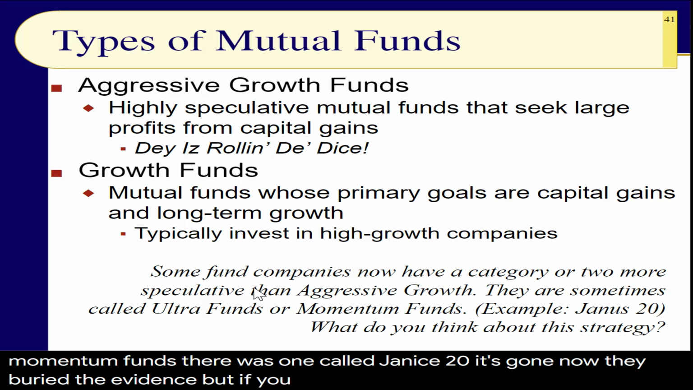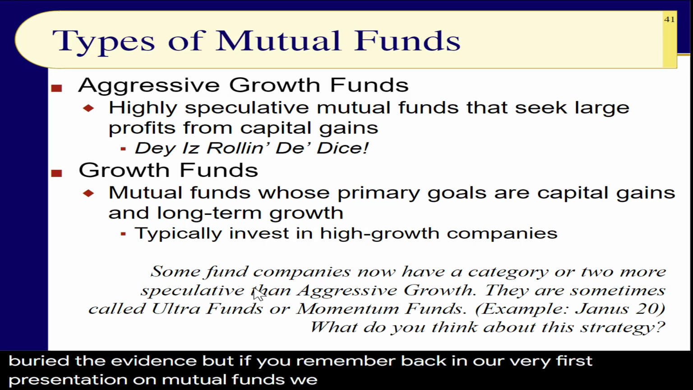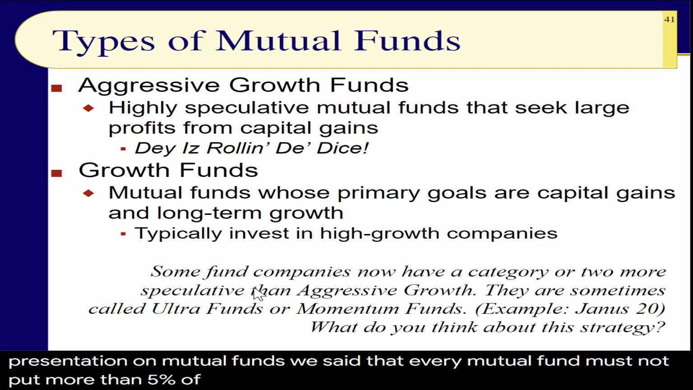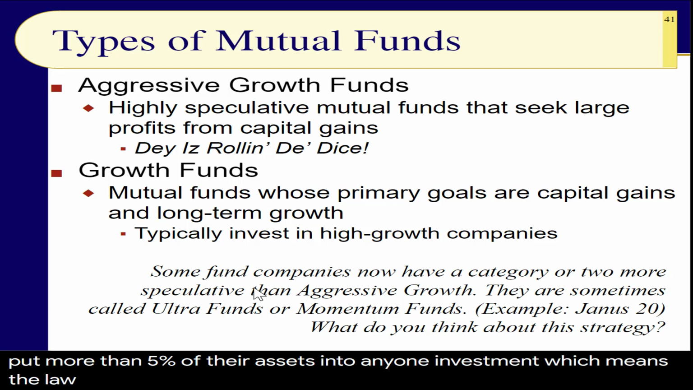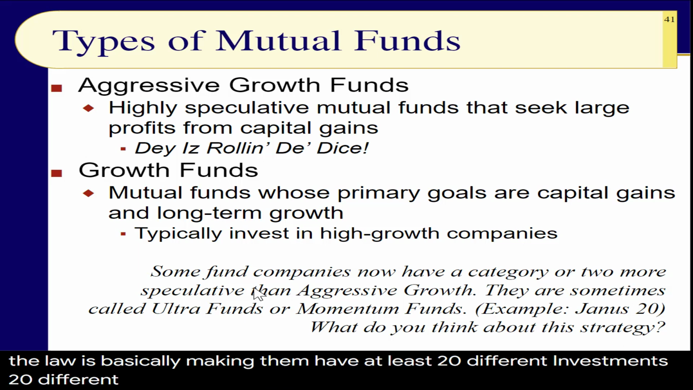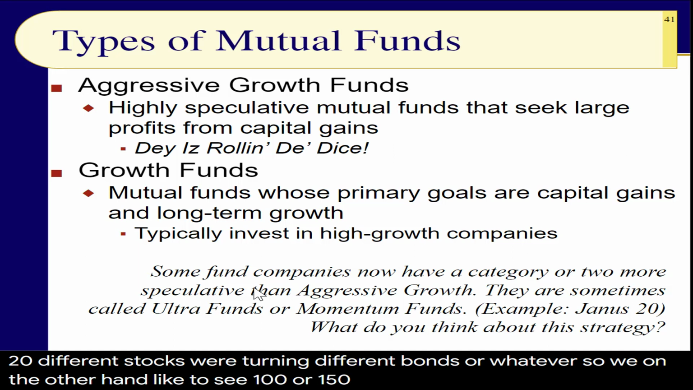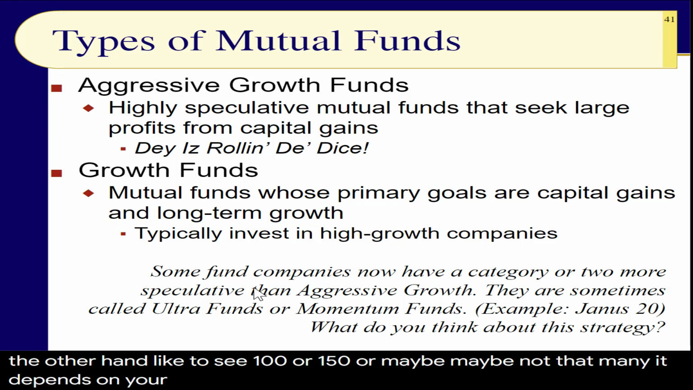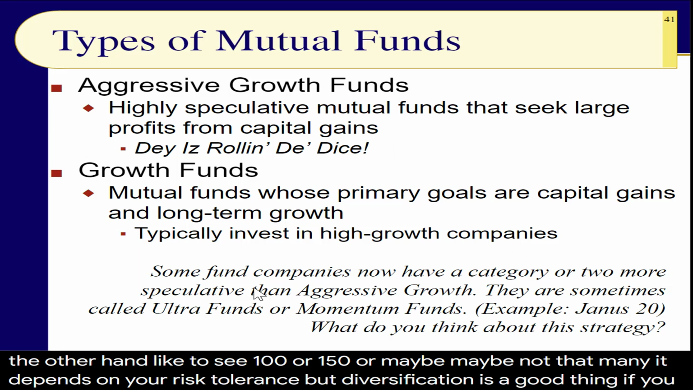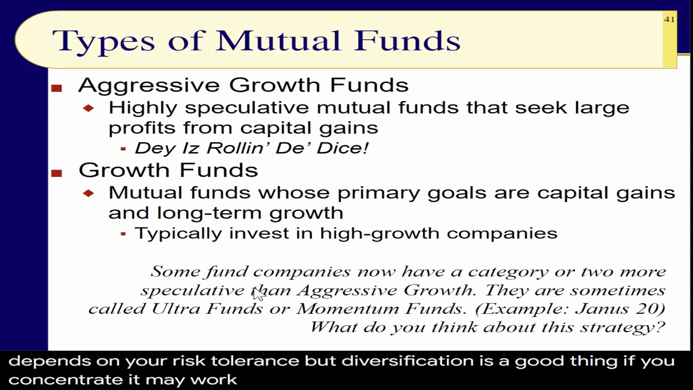But if you remember back in our very first presentation on mutual funds, we said that every mutual fund must not put more than 5% of their assets into any one investment, which means the law is basically making them have at least 20 different investments, 20 different stocks or 20 different bonds or whatever. We, on the other hand, like to see 100 or 150 or maybe not that many. It depends on your risk tolerance, but diversification is a good thing. If you concentrate, it may work out well for you.